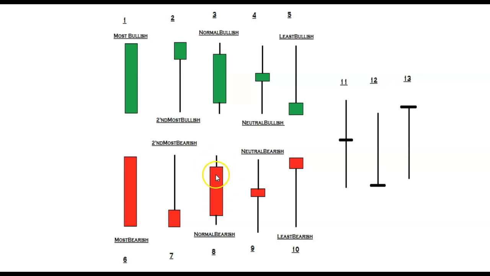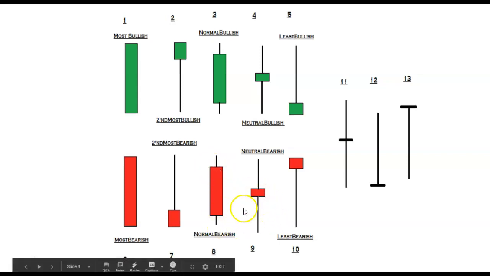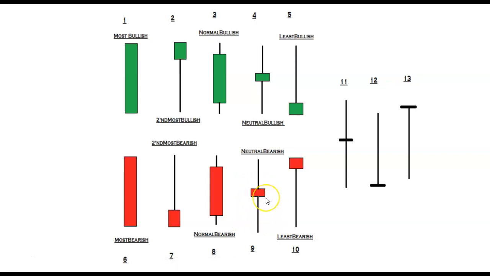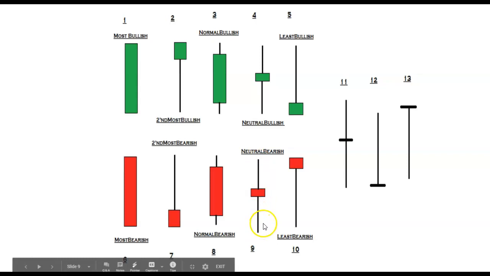This is a normal bearish candle, as it states. This is a spinning top again. It's just red now. It's down at the bottom, right? People like to refer to this as a reversal candle because it's telling you that there's indecision, that there are people who want to buy and people who want to sell, right?